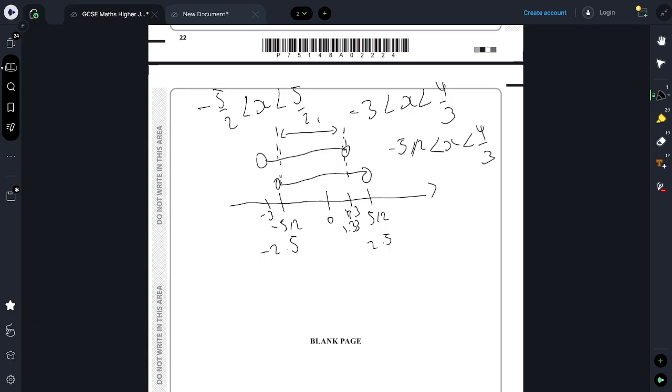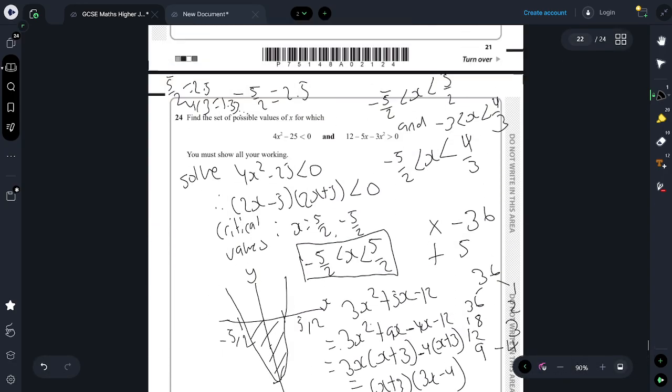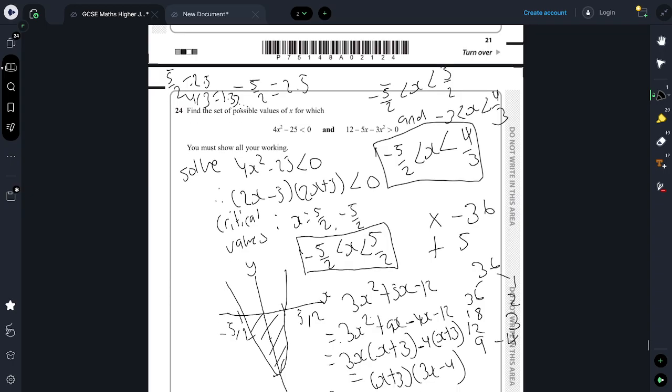So that's how you can visualize it if you're a bit stuck. Just draw it on the number line and then see where they overlap. They're both on, and that's your solution. That's where x should be, in this interval, where it's on both the lines. And you see here, minus 5 over 2, 4 over 3. That's what we got here at the end, and that should be the solution.